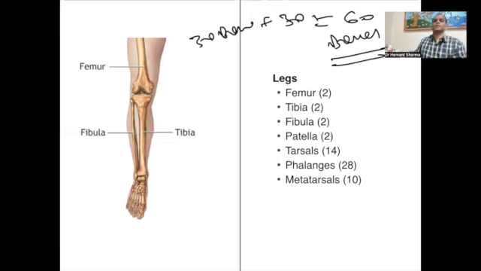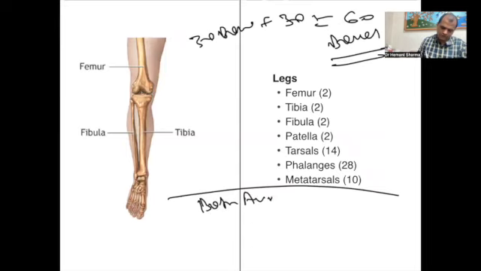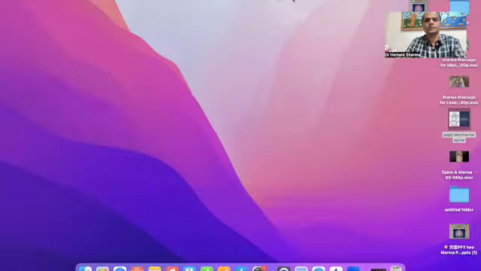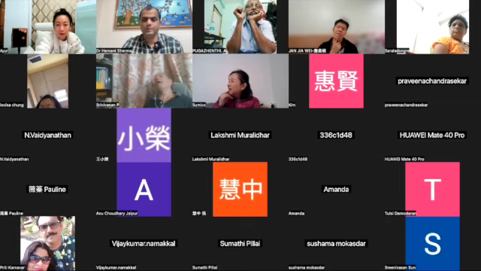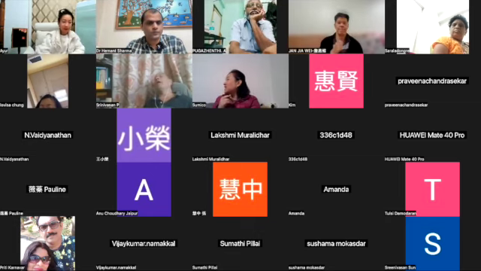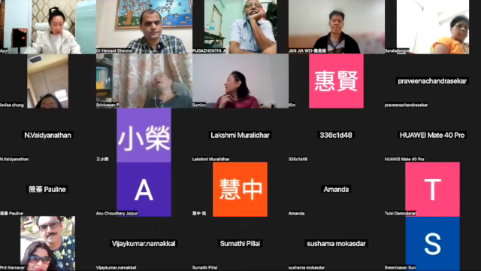So now tell me how many total bones in both arms and both legs. You can type it out. One arm 30, another arm 30, one leg 30, another leg 30. 30 plus 30 plus 30 plus 30. So 120 bones are just in the arms and legs. They are helpers, they are servants. Arms and legs are the servants. Still 6 bones are left.